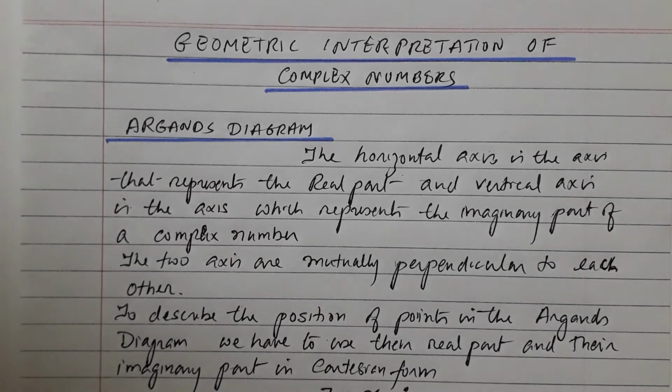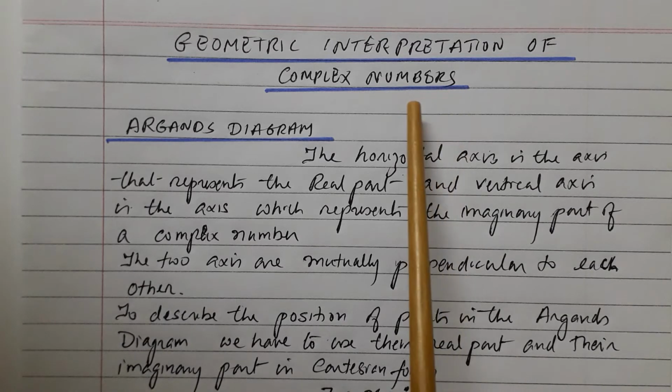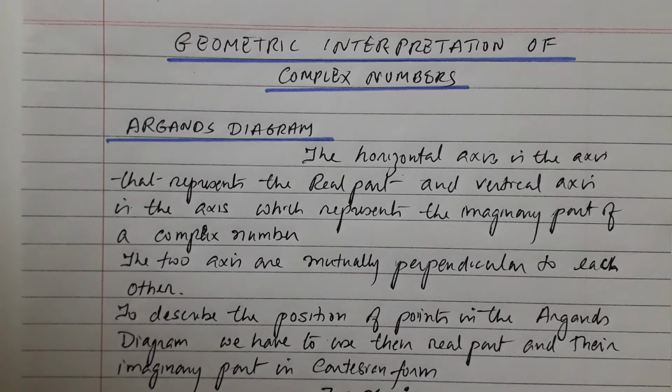In this video, we will learn about geometric interpretation of complex numbers. As you all know, the Cartesian coordinate system consists of the horizontal x-axis and the vertical y-axis, and any point P can be represented on the Cartesian coordinate system with the help of two coordinates x and y. Similarly, a complex number can be represented on an Argand diagram.